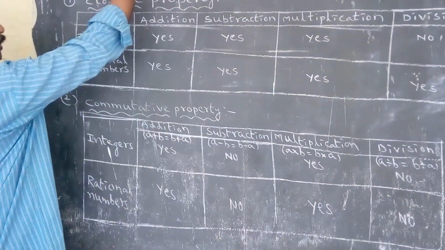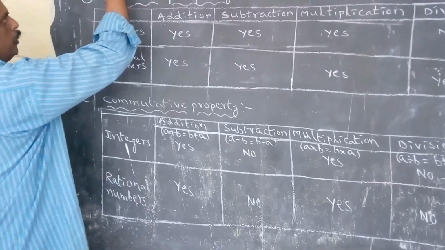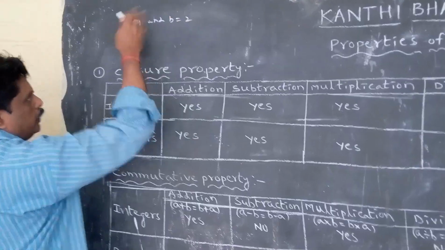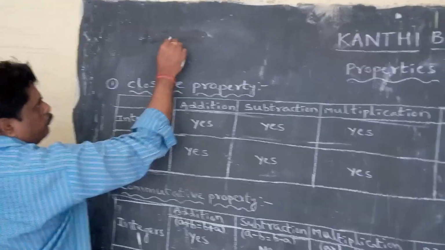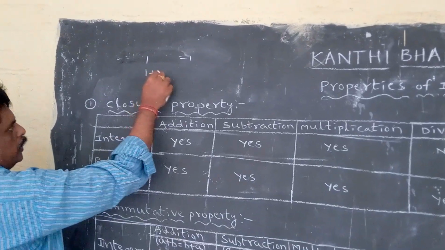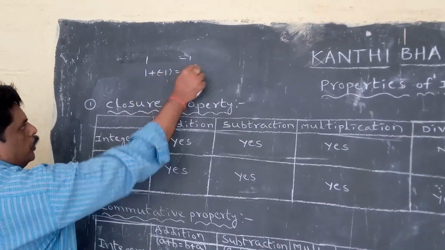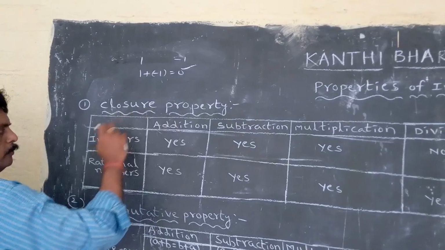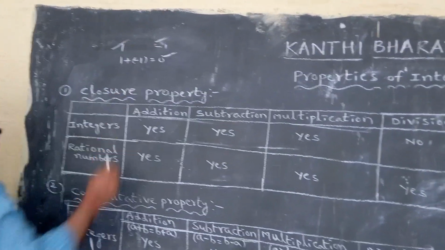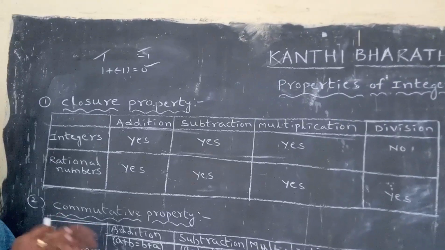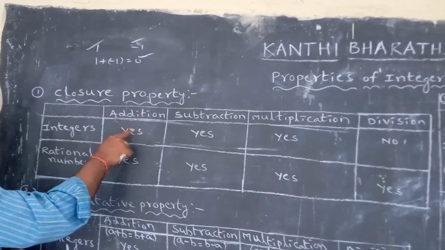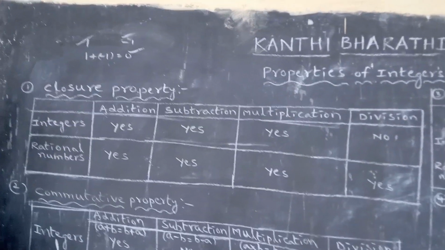If A is equal to 1 and B is equal to minus 1, I have to take any two numbers. 1 plus minus 1 is equal to 0. 0 is also an integer. 1 is an integer and minus 1 is an integer. The addition of plus 1 and minus 1 is equal to 0, which is also an integer. So the closure property exists in addition for integers.